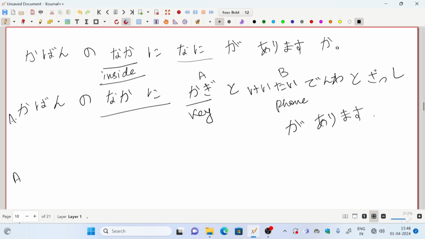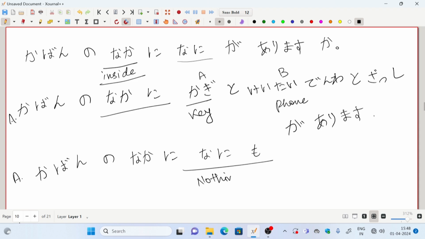But if we want to say there is nothing inside the bag, how will we say that? Kaban no naka ni nani mo. Nani mo will become nothing. Kaban no naka ni nani mo arimasen. There is nothing inside the bag.